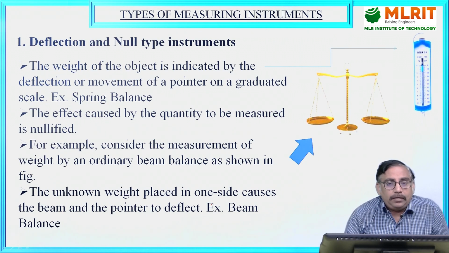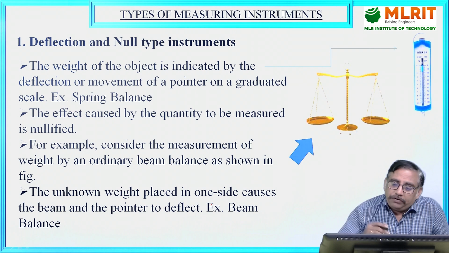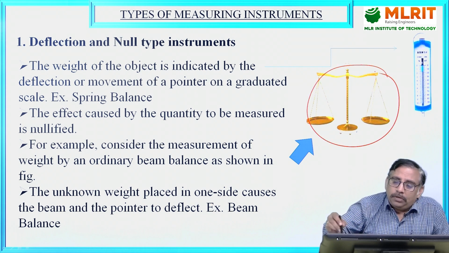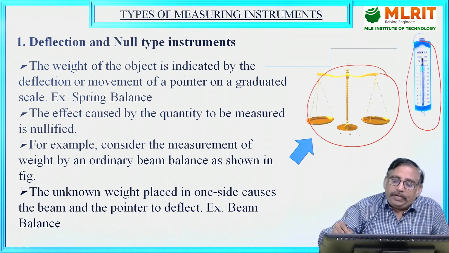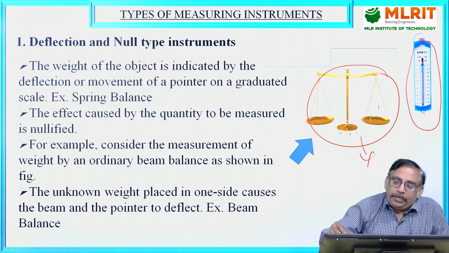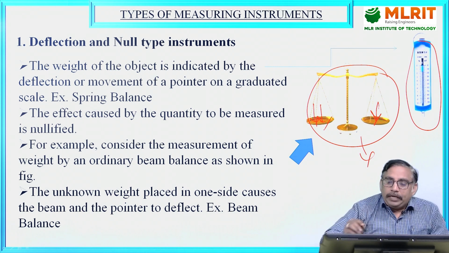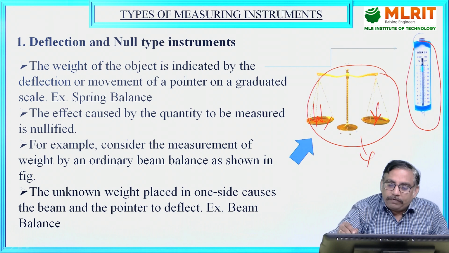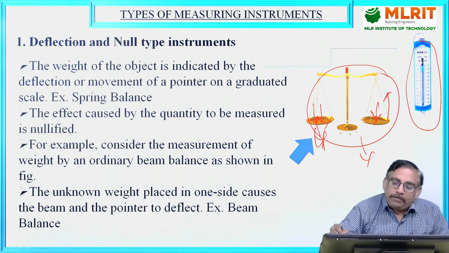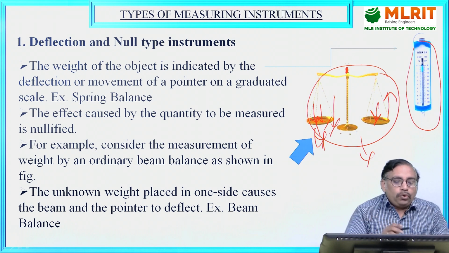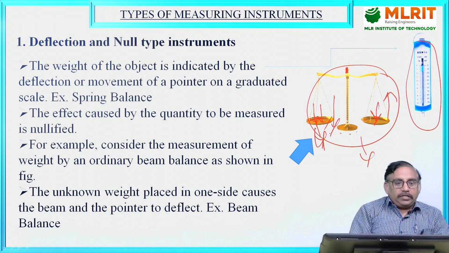Deflection, as I said, the pointer will be moving. It will be in a weighing balance or a digital balance directly. So in a weighing balance, what we will be doing, we will be keeping a known weight in one of the pans, unknown weight in another pan, right? So the weight of the object is indicated by deflection of a movement of a pointer. If the weight here is more, then automatically this pan will lift and this pan will be down. So deflection of movement of a pointer on a graduated scale will be there.